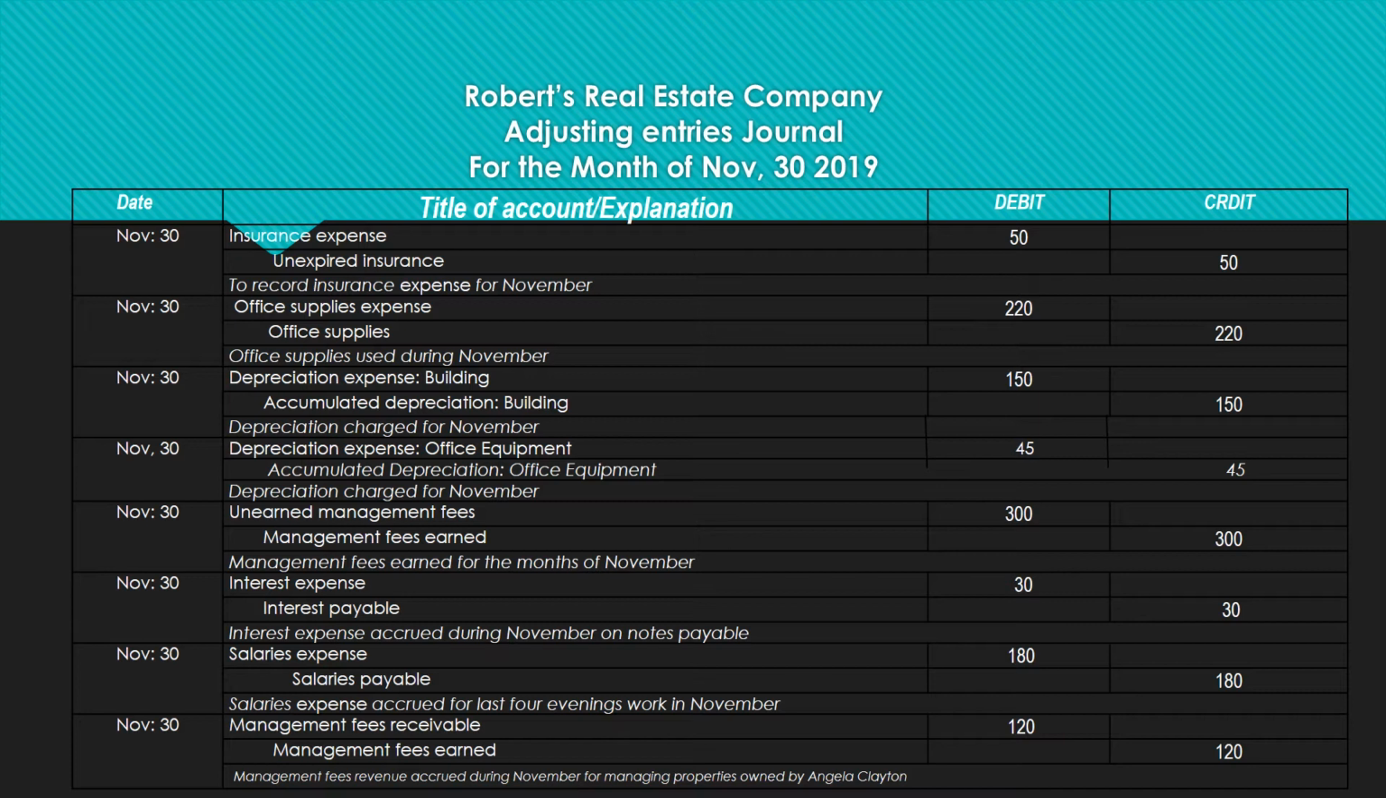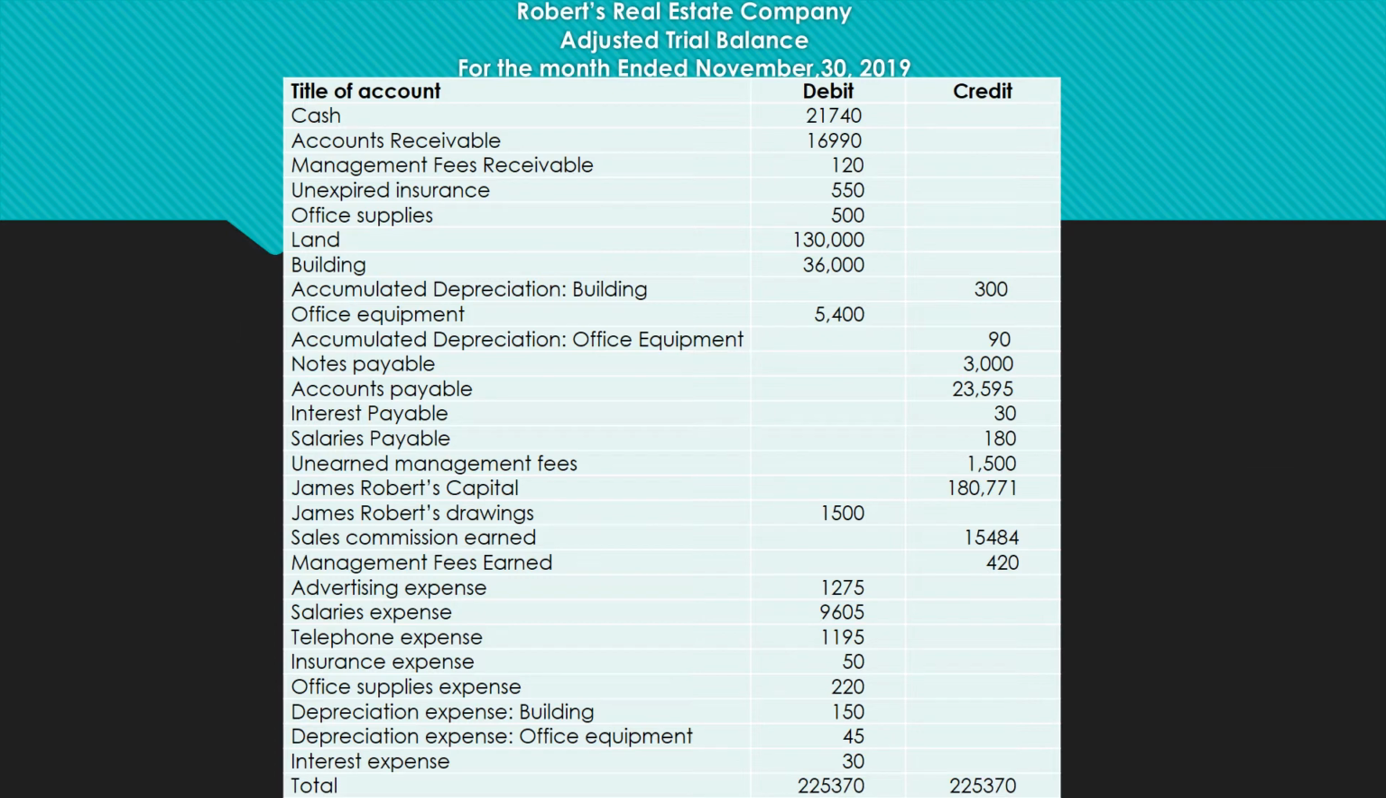The trial balance which we have already prepared, we will incorporate all these entries and we will prepare a new trial balance that will be called adjusted trial balance. So let's see the adjusted trial balance. Now this is the Roberts Real Estate Company's adjusted trial balance for the month ended November 30, 2019. Title is same, we have just added one more word in trial balance, adjusted trial balance.